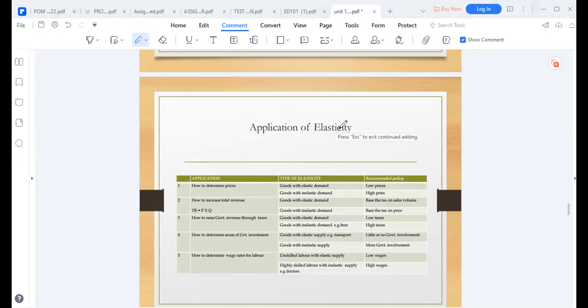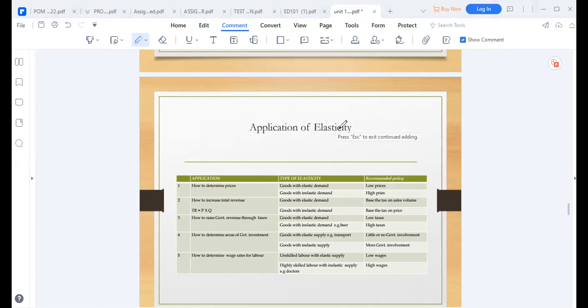When we have an elastic supply, for instance in the transport sector, government will give little or no involvement in that sector because there is an elastic supply. Where goods are in inelastic supply, government will be involved. And lastly, when government is dealing with wages for labor, where there is unskilled labor but an elastic supply, government will look at low wages. That's a policy: unskilled labor, elastic supply, low wages.